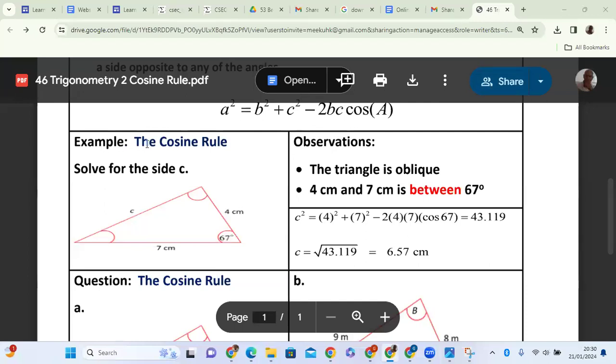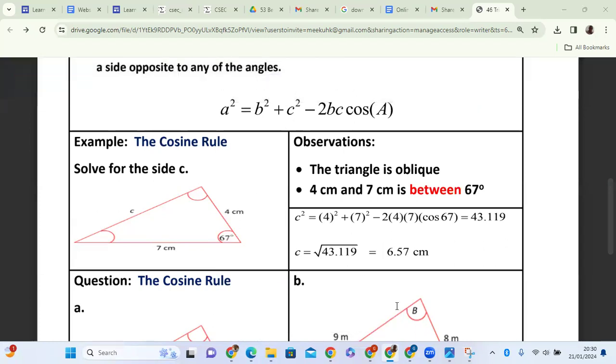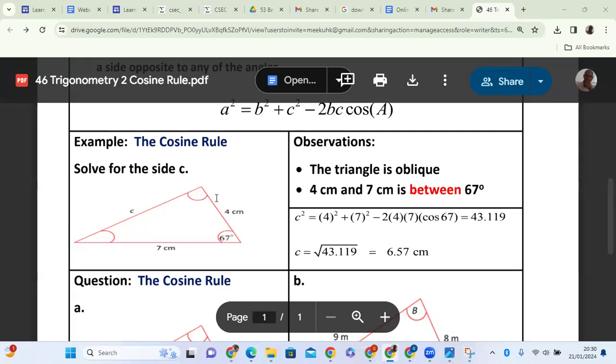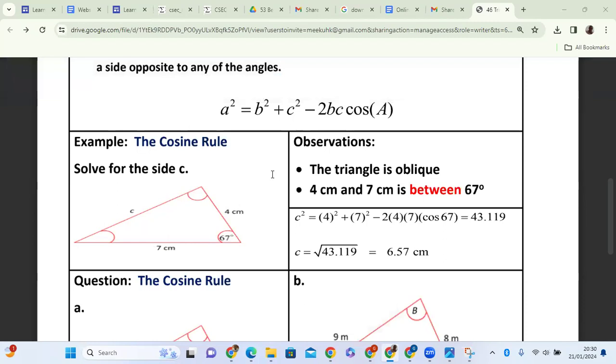So here we have an example, and we have to solve for side c. Okay. So clearly, we can see that this triangle is oblique. There is no 90 degrees. So right away, Pythagoras and sine, cosine, tangent ratios are out of it. So I am left with the sine rule and the cosine rule.